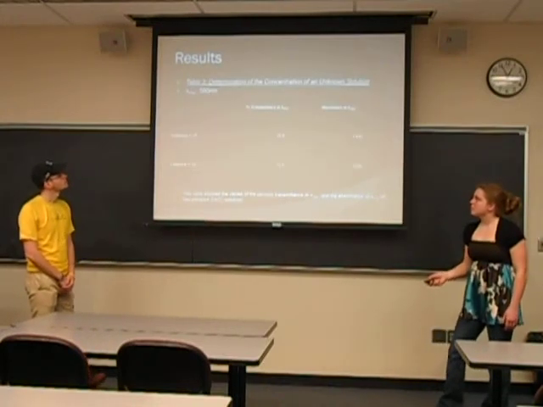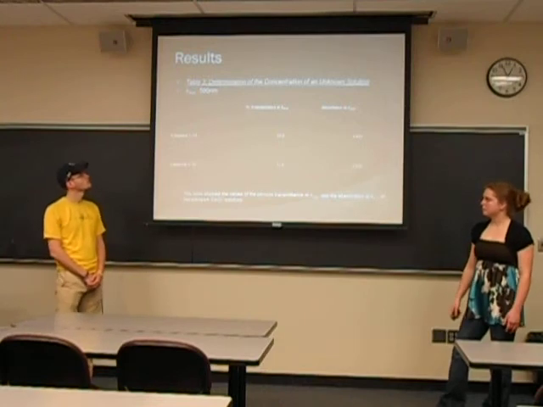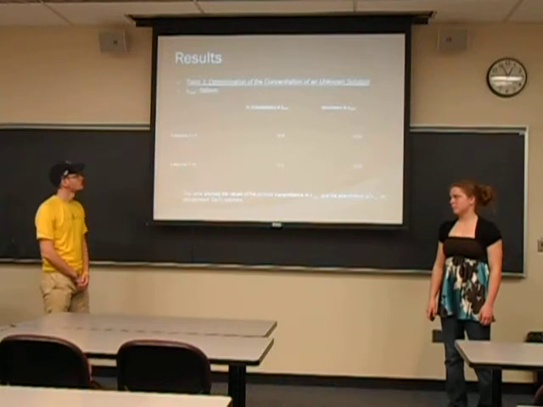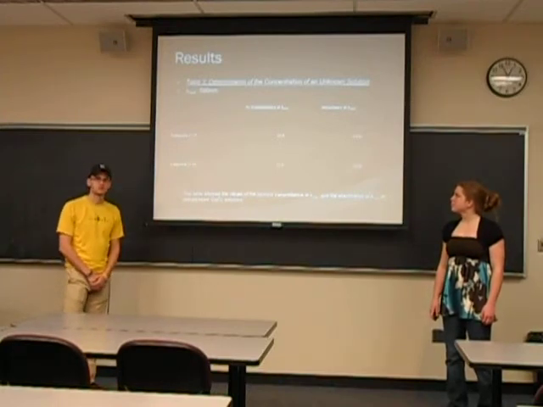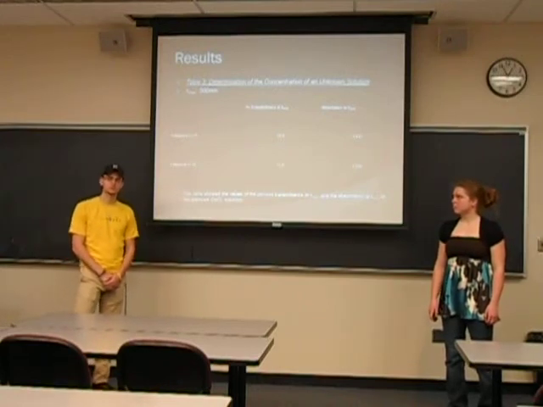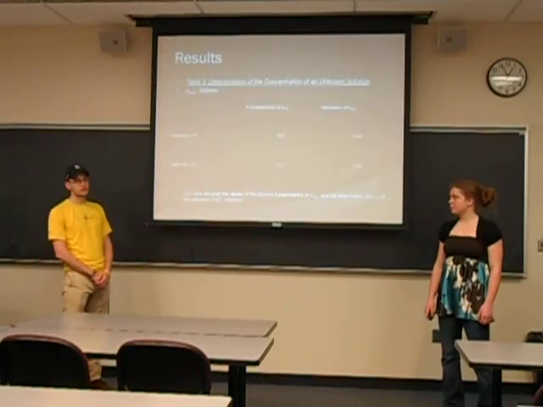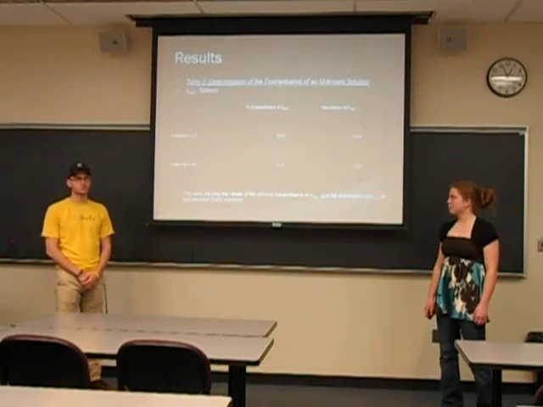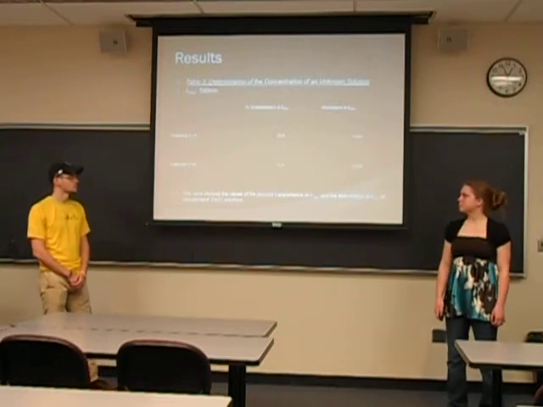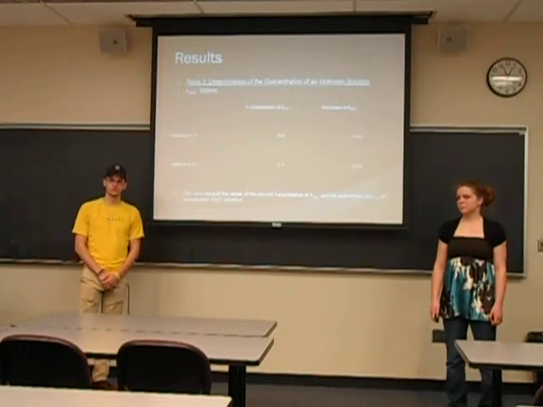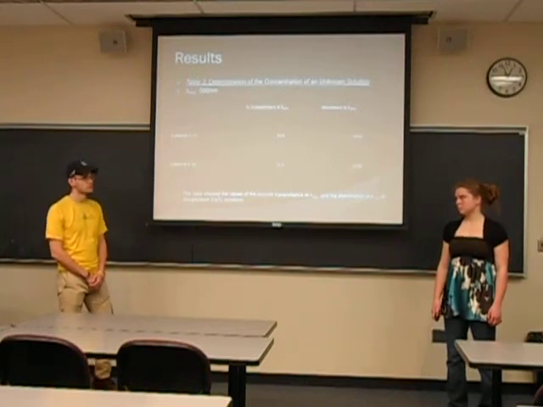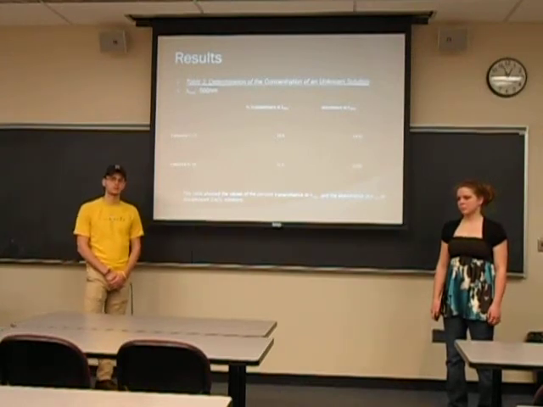And then these are our unknown solutions. These are results with the lambda max of 500 nanometers. Unknown number 45 had a percent transmittance of 22.8, along with an absorbance of 0.640, while unknown number 48 had a percent transmittance of 31.6 and an absorbance of 0.500. These are just showing the 2 unknown cobalt chloride solutions used in the spectrophotometer to help us determine the molarity of the 2 unknowns.